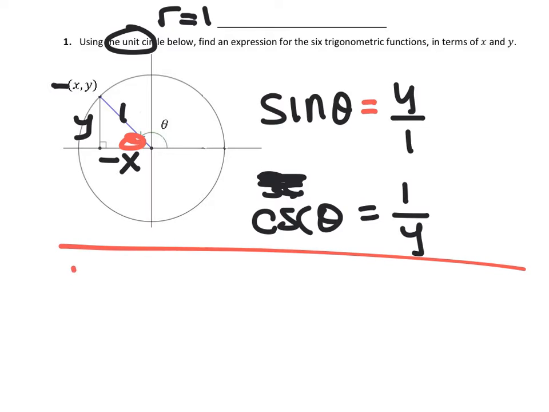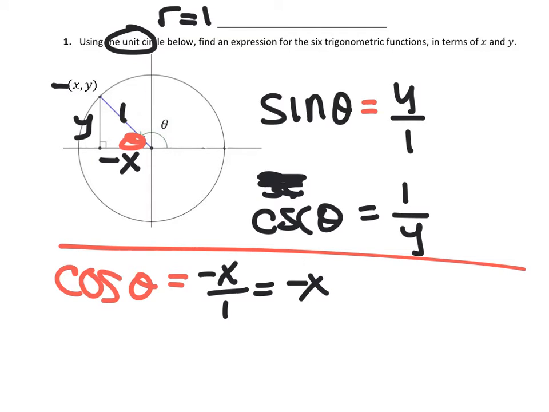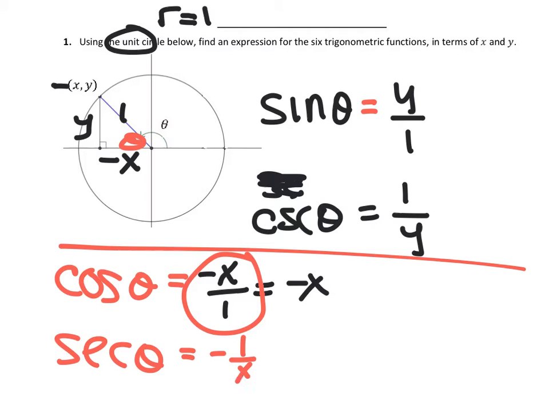So let's go get cosine. So SOH CAH TOA, A over H, the adjacent side to the hypotenuse. So I'm going to say that's negative x over 1, which of course is just negative x. And I'm going to get its reciprocal, which is secant. So if I take my fraction answer and I flip that, I get negative 1 over x. Now it doesn't matter where that negative goes, we're just saying this fraction is negative.